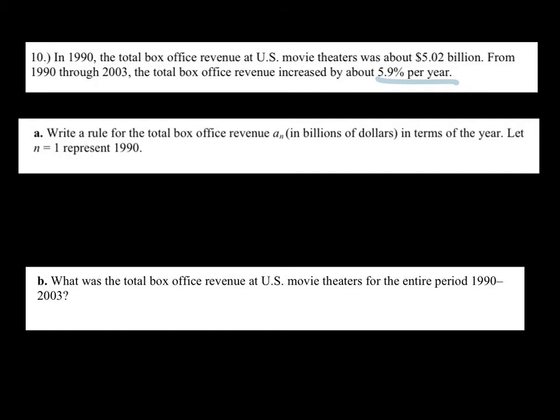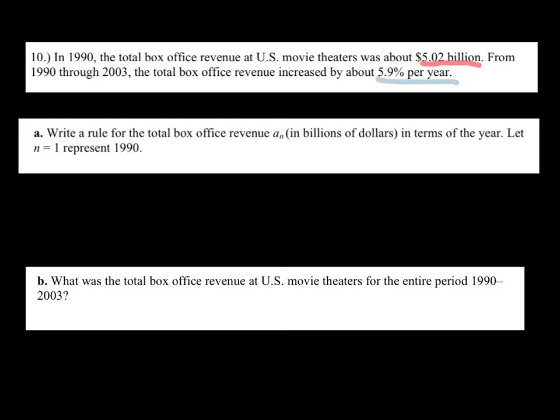So 1990 through 2003, so 1990 to 2003, we have 1990, 91, 92, 93, 94, 95, 96, 97, 98, 99, 2000, 2001, 2002, 2003. Yes, does it seem stupid to count on your fingers? Yes, but it's 14 years. It's from 1990 to 2003, so you have to include both of those years, 1990 and 2003. So, 14 years.